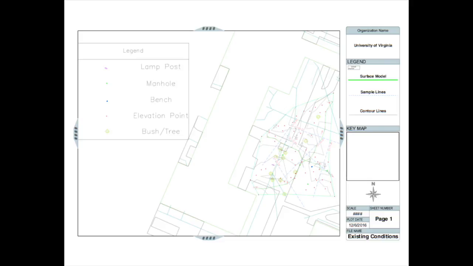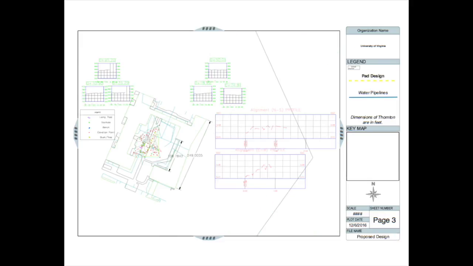Moving on to the next design sheet, I want to focus on the implementation of the 2,000 plus square foot pad. Outlined in yellow is a quadrilateral figure representing the pad, and my material of choice would be concrete.